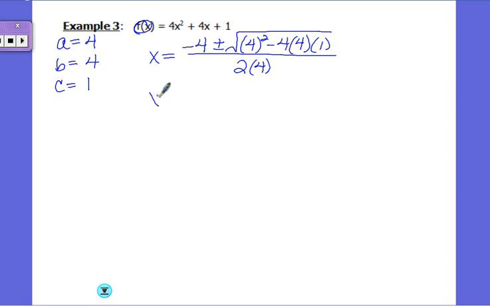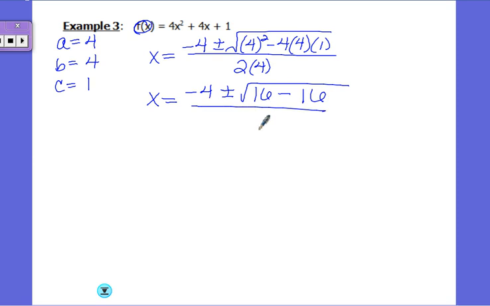Simplify. x equals negative 4 plus or minus the square root. 4 squared is 16 minus 4 times 4 times 1, which is 16, all over 8.